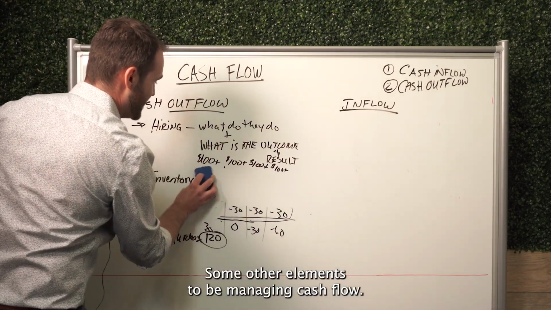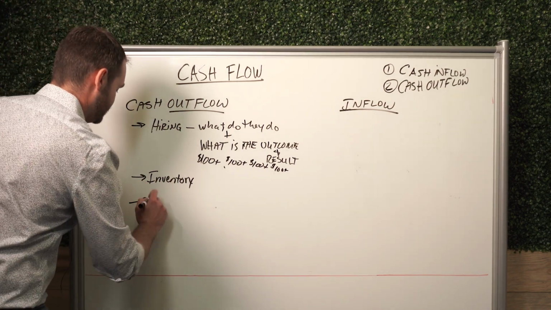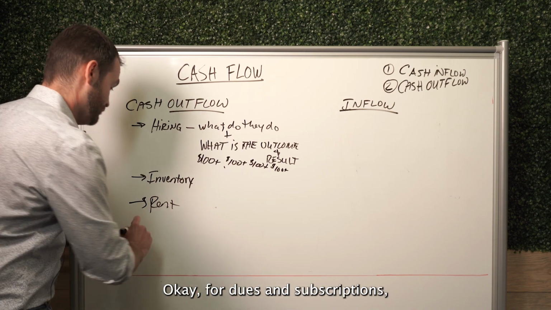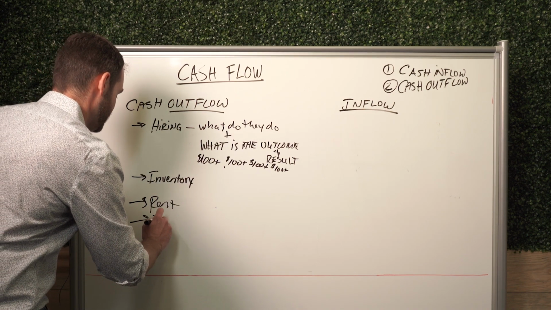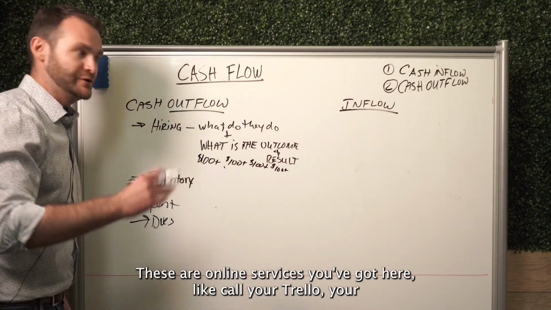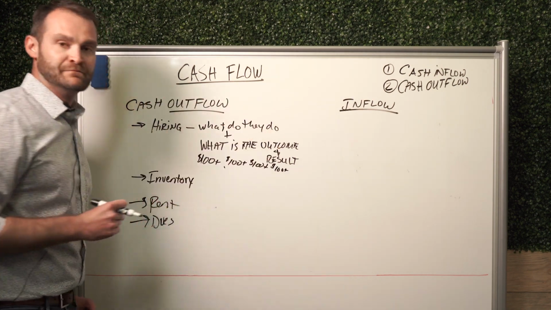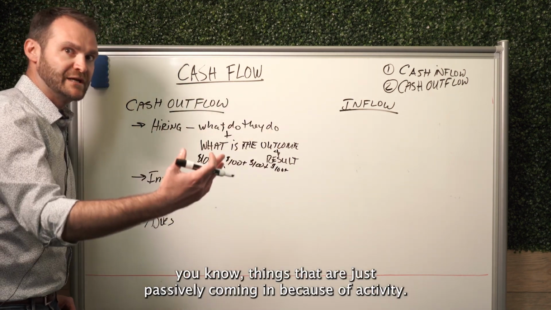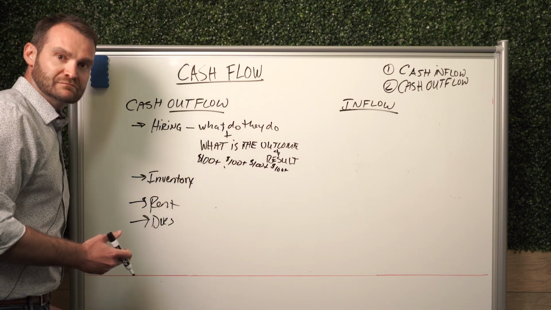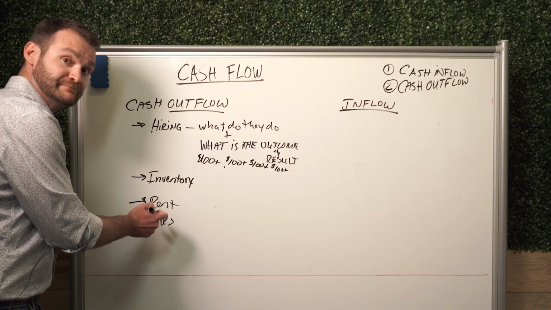Some other elements to be managing cash flow, or questions to ask, is when it comes to rent, do you pay at the beginning or the end of the month? For dues and subscriptions, these are online services, like your Trello, your Google Suite, your Microsoft fees, your hosting fees, things that are just passively coming in because of activity. But great, is anyone using them? Can you remove them? When do those cash outflows specifically hit?